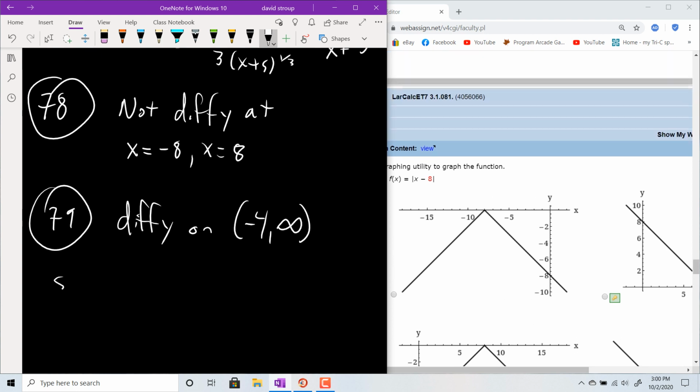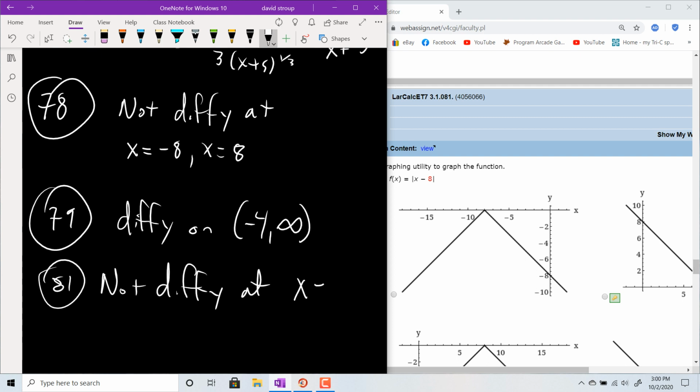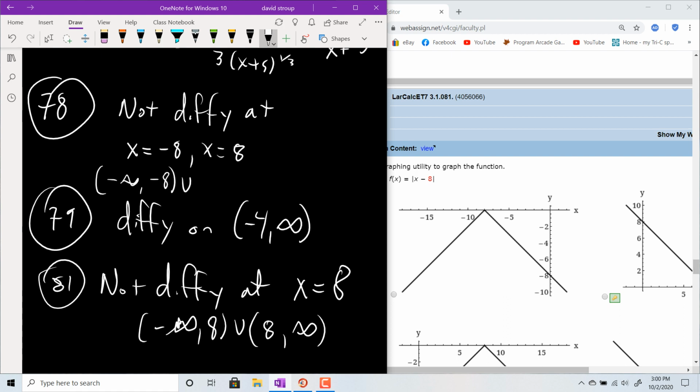So that's like 81. Not differentiable at x equals, I guess that would be 8, right? So the differentiable interval would be -infinity to 8, and then union with 8 to infinity. Okay. For 78, the interval on which it's differentiable would be then -infinity to -8, union with -8 to 8, union with 8 to infinity.